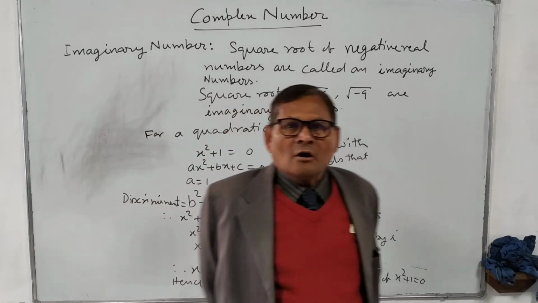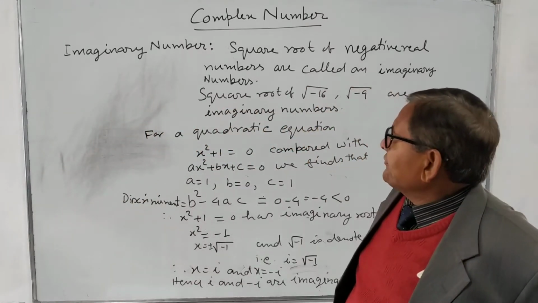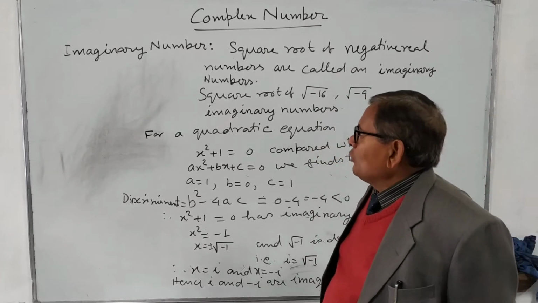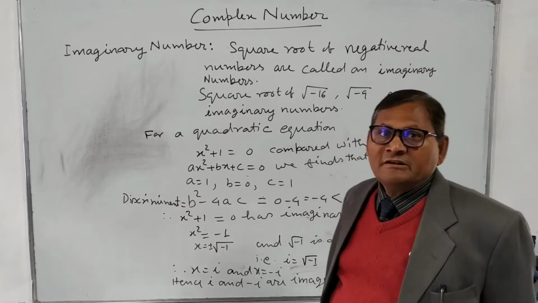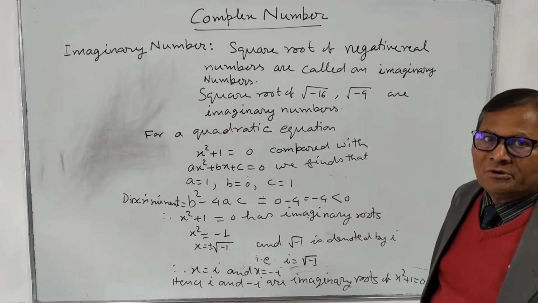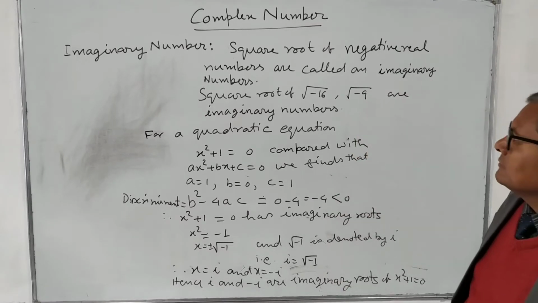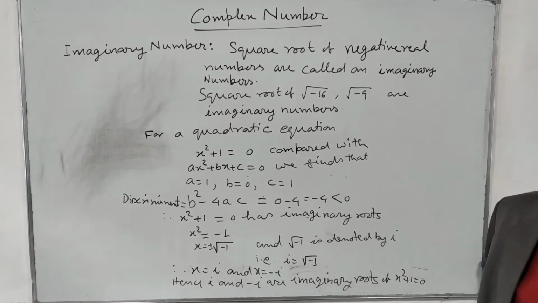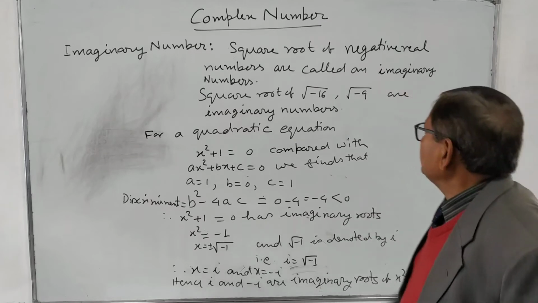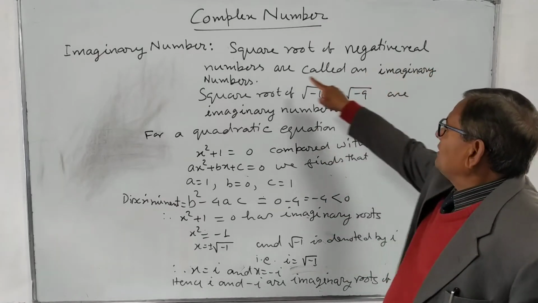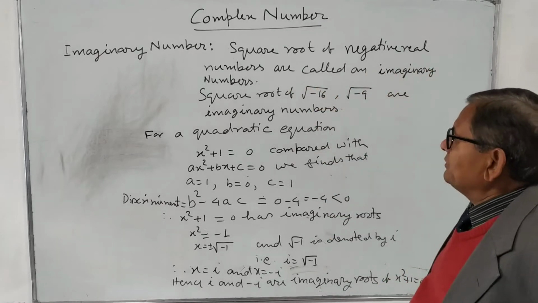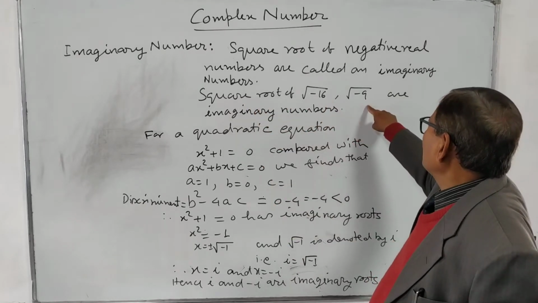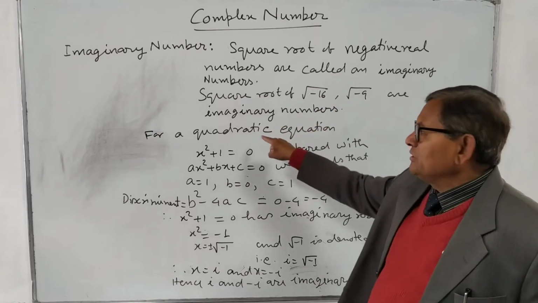Going to start complex numbers. So first of all, before I start complex numbers, I want to explain imaginary numbers. What are the numbers which we say are imaginary numbers? Imaginary numbers are the square root of negative real numbers. For example, under root minus 16, under root minus 9 are imaginary numbers.